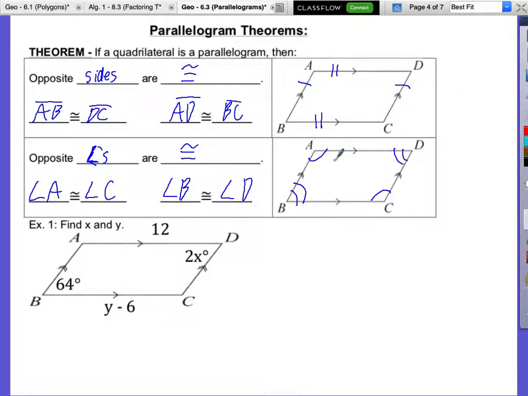Okay, I want you guys to work on solving example 1. So in example 1, what kind of shape do we have? Parallelogram. And we just learned a couple things about parallelograms, right? The measures. So let's put that into use here on example 1. I want you guys to work on finding x and y here. When you're done, I want you to raise your hand. If you have questions, I want you to raise your hand.